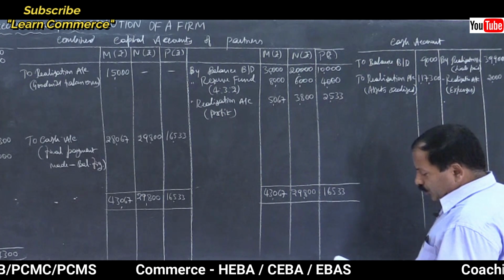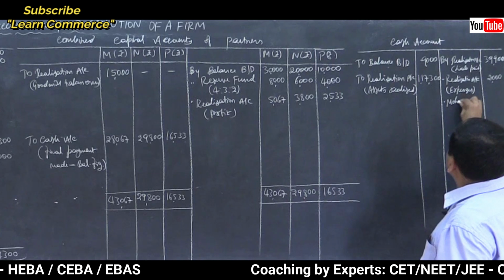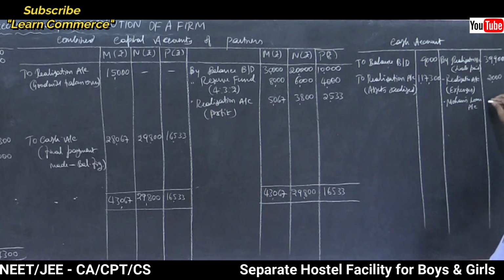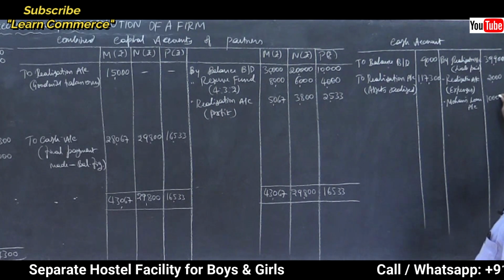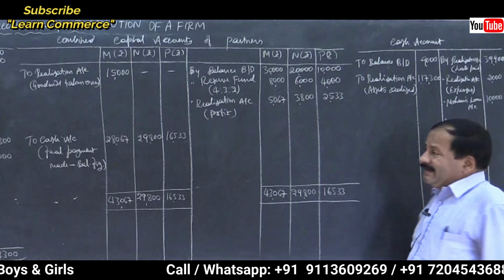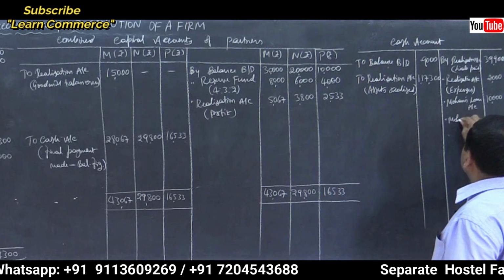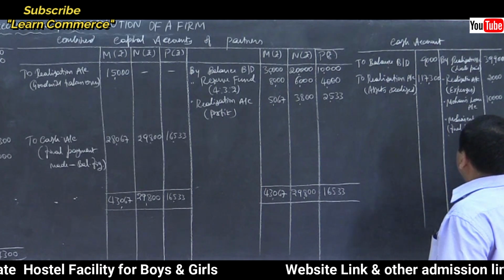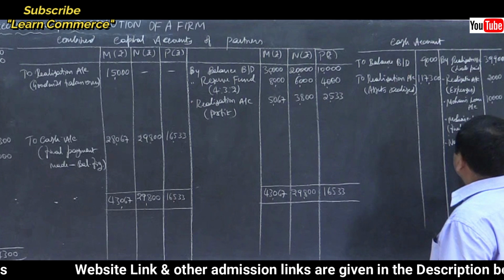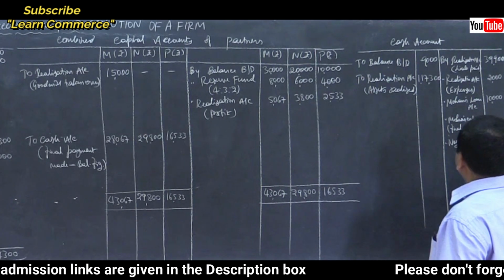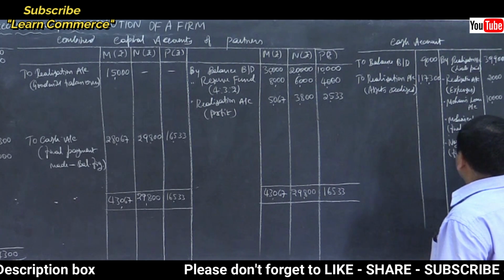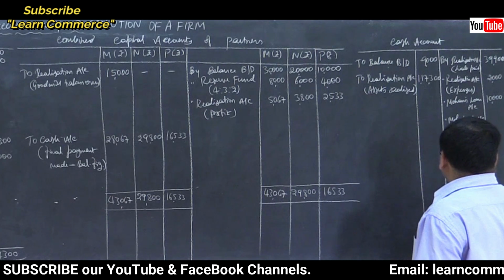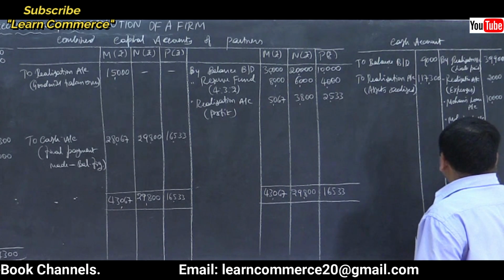There is a loan. We have to repay the loan to Mohan, right? By Mohan's loan account. Mohan's loan account debtor to cash. That is the journal entry. What is the amount? 10,000. Now, make final payment of the capital balances. That is Mohan's capital account, final payment. Then Nagaraju's capital account, final payment, and Prakash's capital account, final payment.